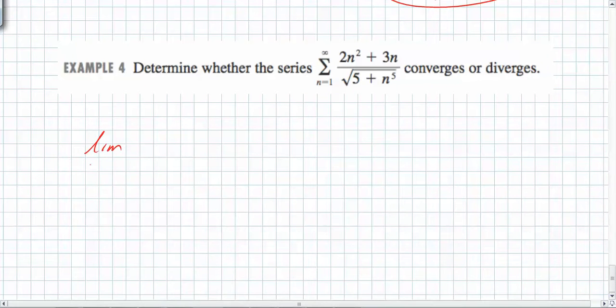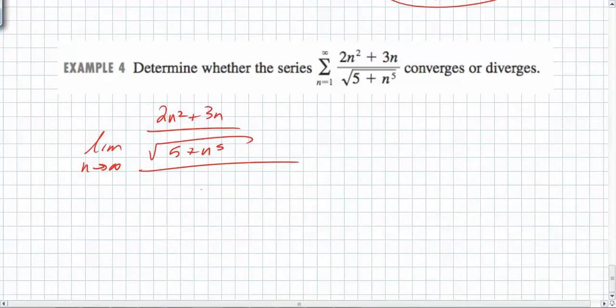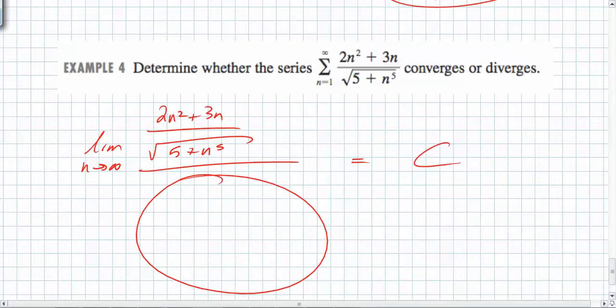So we're going to do the limit as n goes to infinity of 2n squared plus 3n all over the square root of 5 plus n to the fifth, all over something. And we want to choose something so that it equals a constant. Anybody have an idea of what we should choose? Again, focus on the things that really matter. What really matters in the numerator? 2n squared is the thing that really matters. What's the thing that really matters in the denominator?